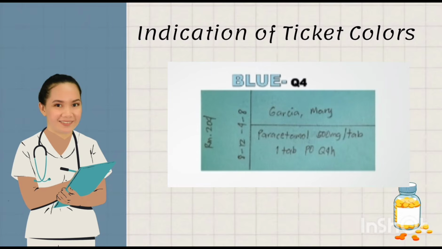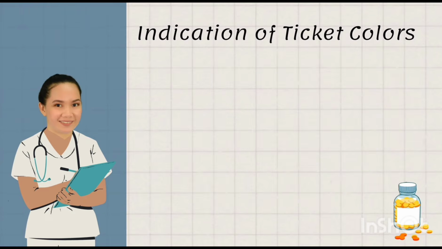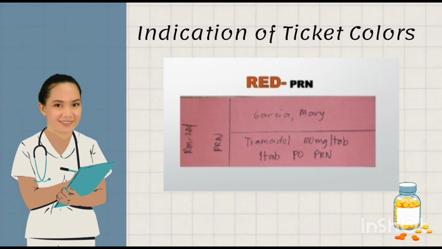And a blue medication ticket is Q4 or every 4 hours. We can have 8 a.m., 12 noon, 4 p.m., and 8 p.m. And lastly, a red medication ticket is for PRN or as needed medications.